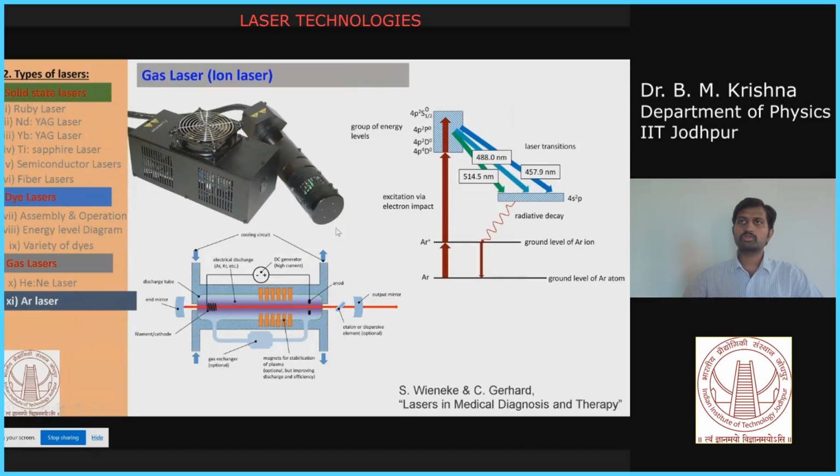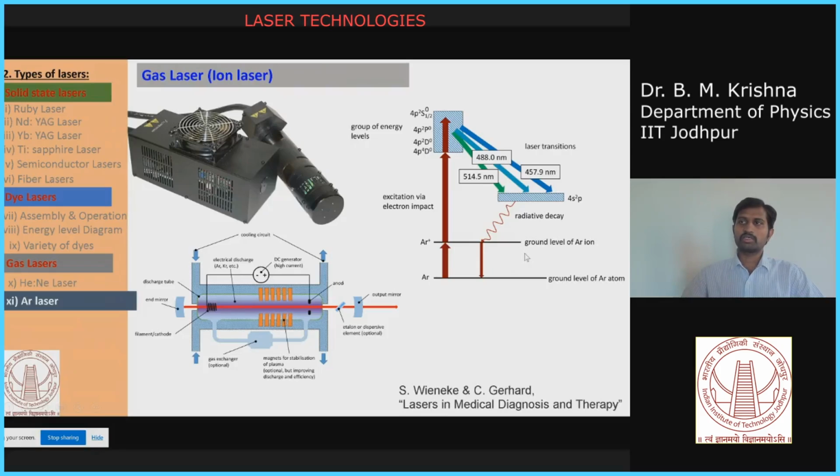Then we come to the ion lasers. Ion lasers are also gas lasers, where argon ions have a lasing action. This is the energy level. This is the argon ground state, where your argon atom is in the ground state, but the ground state level for the argon ion will be this state. So this is the exact state of the argon ion, where it is a stable state.